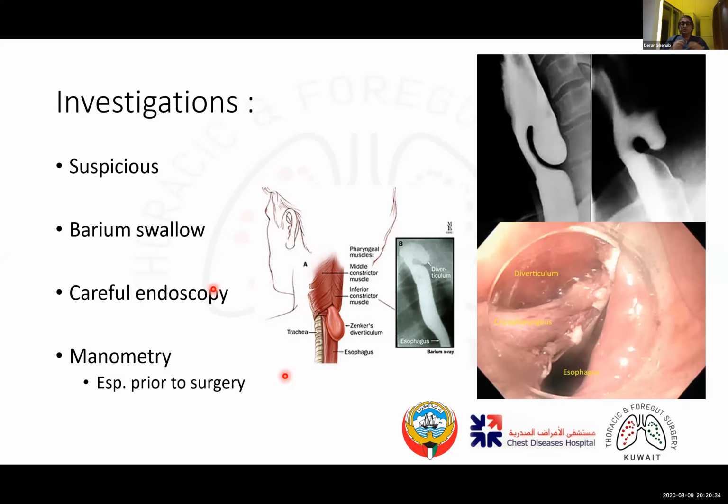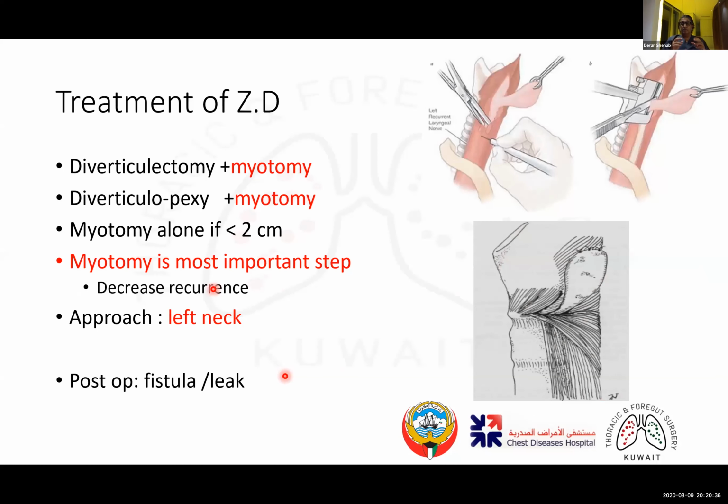As for treatment of Zenker's diverticulum, we have two techniques, either an open conventional technique or an endoscopic technique. The conventional technique is probably the gold standard now. And the most important step you would like to know is myotomy. So you can do resection of the pouch and then myotomy, or you can do diverticulopexy and myotomy.